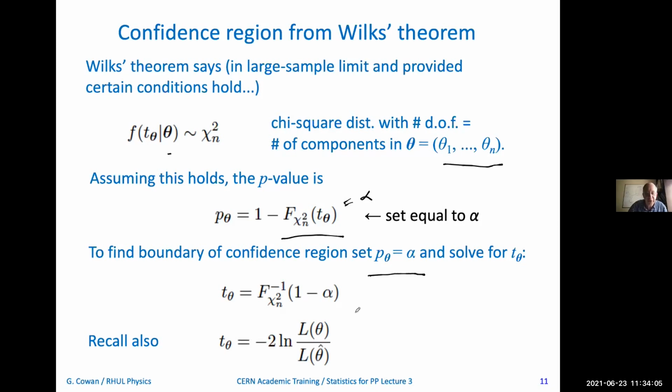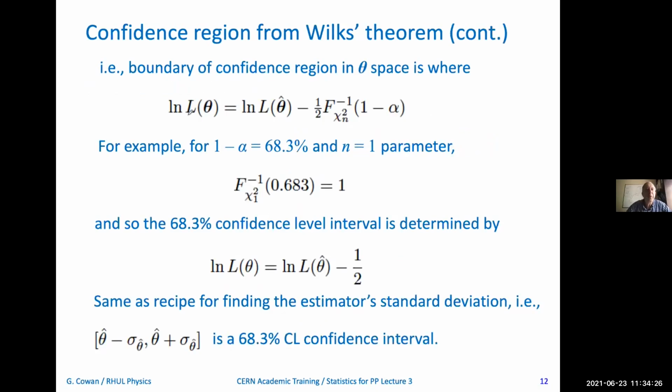All right, that's my first equation. But then remember also how I defined t theta. T theta was simply defined as minus 2 times the log of this likelihood ratio. So those two guys are equal. So now set those equal and solve that equation for log L of theta. All right, and so basically it says that the region in theta space where that condition holds are the values of theta that satisfy this equation here.